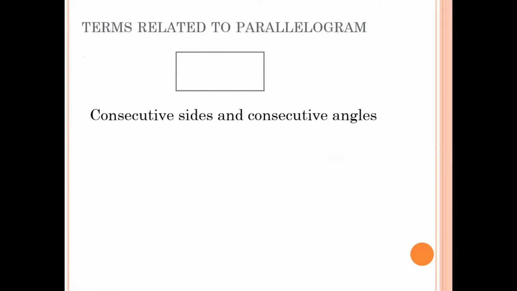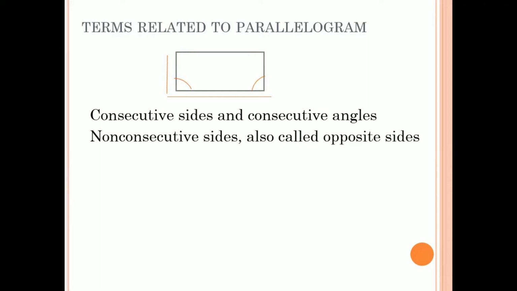Next. So we have here the terms related to parallelogram. We have consecutive sides and consecutive angles. What do you mean by consecutive? Consecutive meaning successive, successive sides or angles. So we have consecutive sides, meaning these sides and these sides. They are consecutive, nagsunod. Nagsunod na sides and angles. That is an example of consecutive sides and consecutive angles.